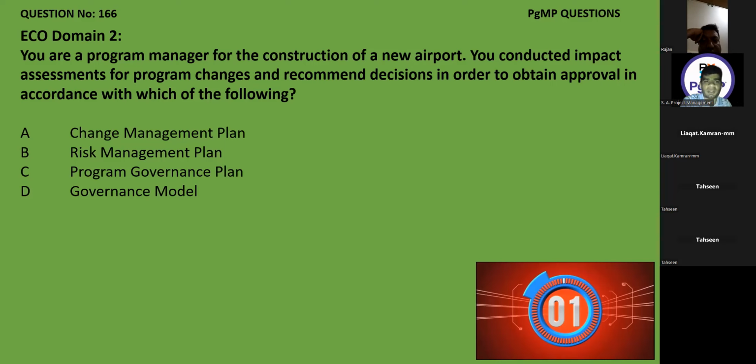If he is talking about to whom you have to go, which roles and responsibilities you are going to get approval from, then it is a program governance plan. But he is talking about a bigger picture, which is to recommend decisions in order to obtain approval in accordance with which of the following, and that is a governance model.